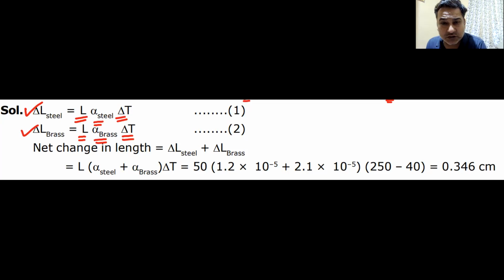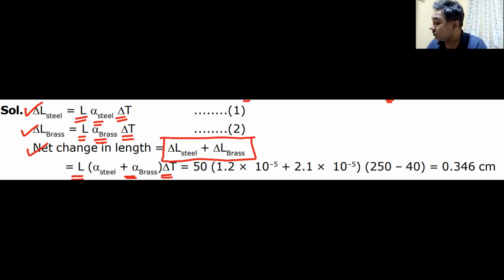How do we find the total change in length? We don't subtract because both are going to expand. Do we understand this? So the total change in length is this formula: change in length of steel rod plus change in length of brass rod. You can put in the values, and this is the answer that you will get.